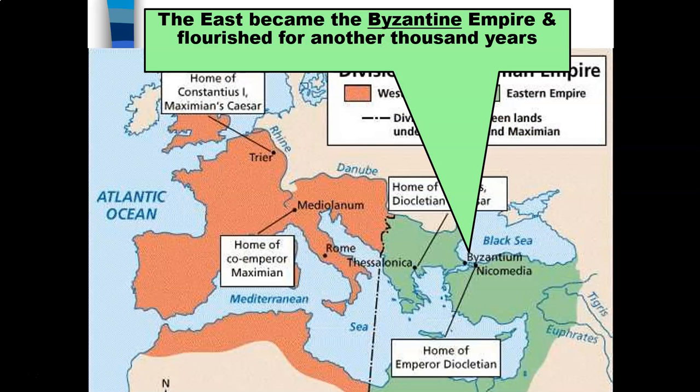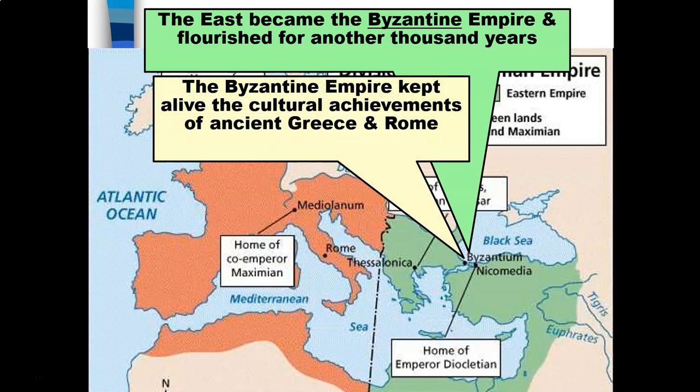After the fall of Rome, the East became the Byzantine Empire, and it flourished for another 1,000 years. So we have the western part of the Roman Empire completely fall, and then we have the eastern part, which became known as the Byzantine Empire, that became dominant and was able to grow. The Byzantine Empire kept alive the cultural achievements of ancient Greece and ancient Rome.